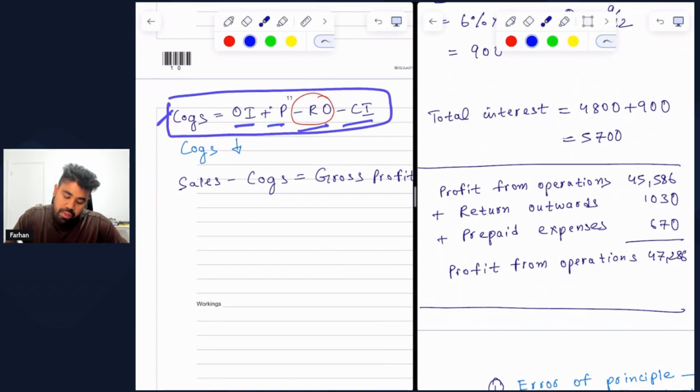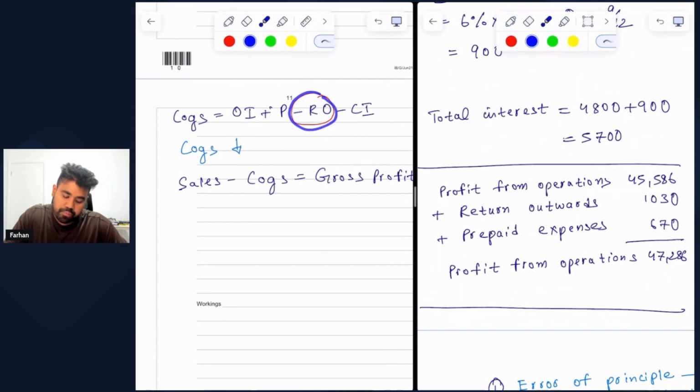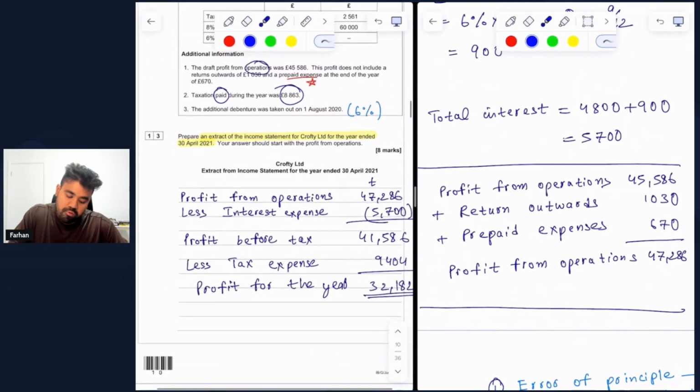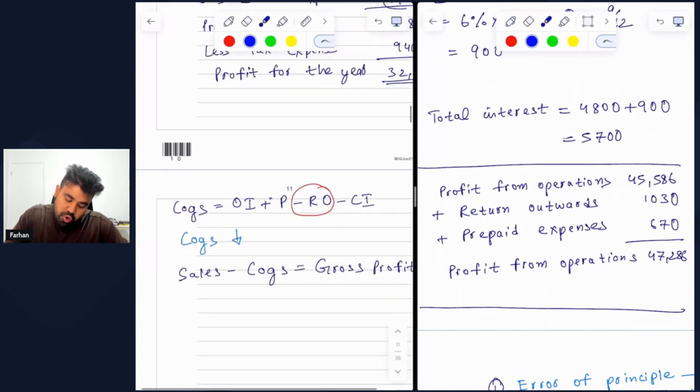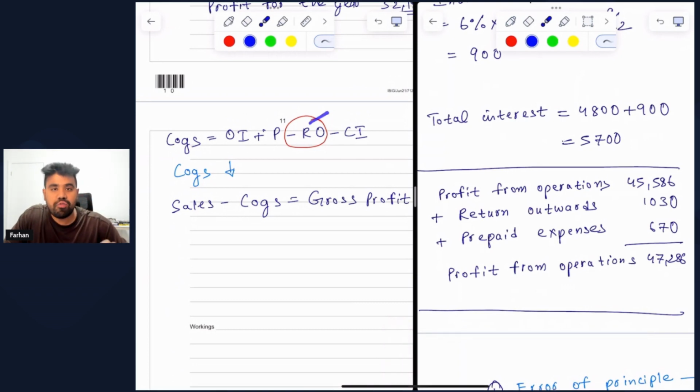Okay. Now, when it comes to the return outwards, what's happening here is that we actually had a return outwards of £1,030 for the year, but we didn't include it in our calculations before. So if we were to include £1,030 for return outwards, what would that do? That would mean we will be subtracting more, because return outwards is being subtracted within the formula for cost of goods sold. So if we are subtracting more for return outwards, that automatically decreases the value that we have for cost of goods sold.